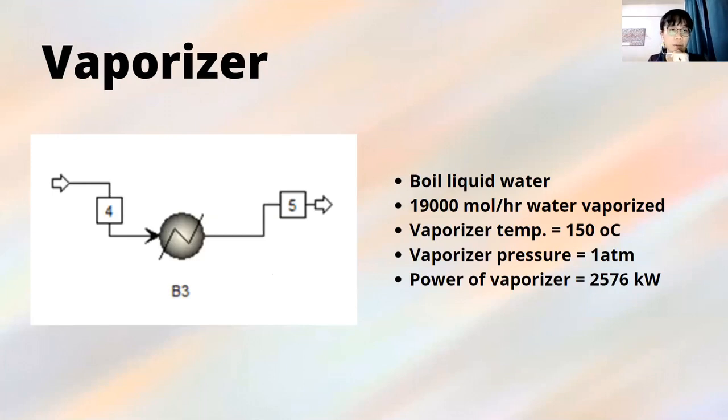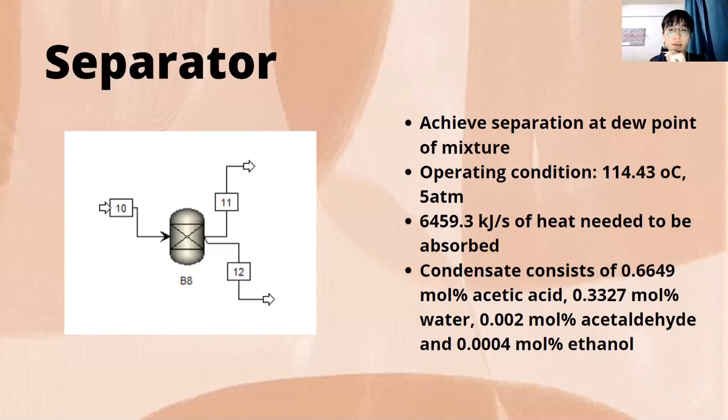Now let us look at the vaporizer. The vaporizer is used to boil liquid water into steam. Vaporizer temperature is 150 degrees Celsius at a pressure of 1 atm. Around 19,000 mole per hour of water is vaporized before it goes into reactor 1. The vaporizer is similar to a heater, however, it has to deal with phase change of a substance. The power of this unit is 2,576 kilowatt.